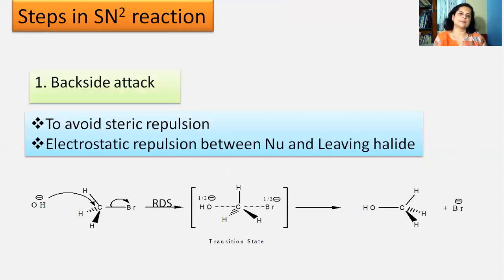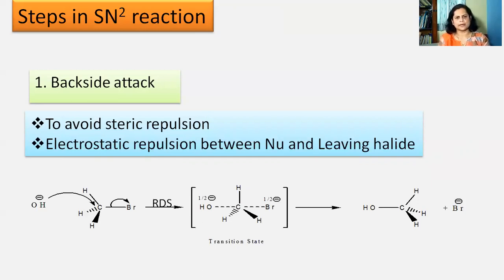The first step is a backside attack. OH minus attacks the carbon from the backside. Because Br is a big group and OH is also big, to avoid steric repulsion OH attacks from the backside of the carbon, opposite to the position of Br. And one more point: as both are negatively charged species, there is an electrostatic repulsion between the nucleophile and the leaving halide group. Due to that, the OH minus ion attacks the carbon of the alkyl halide from the backside.